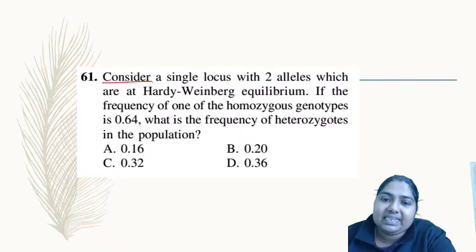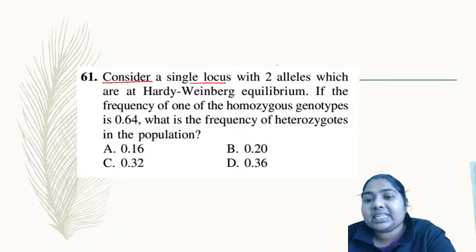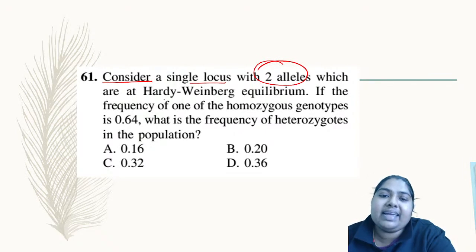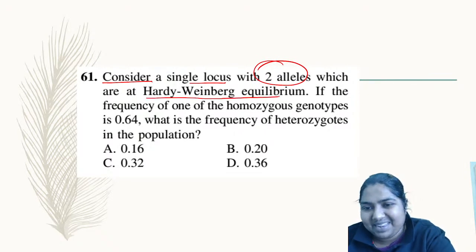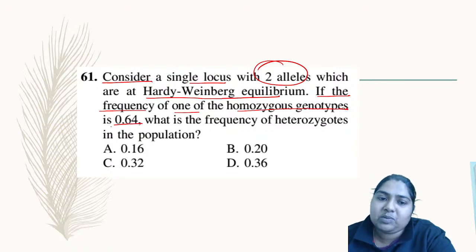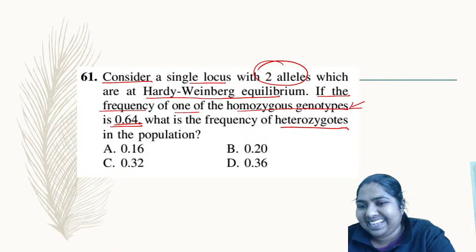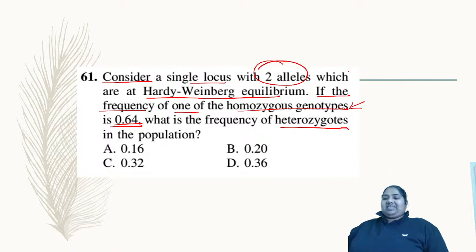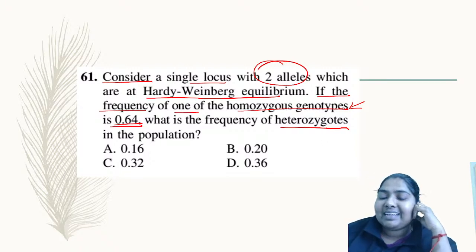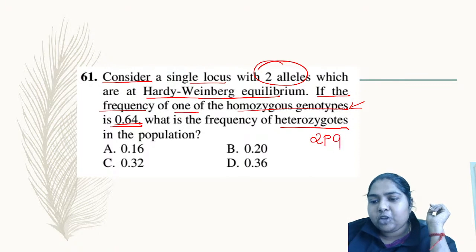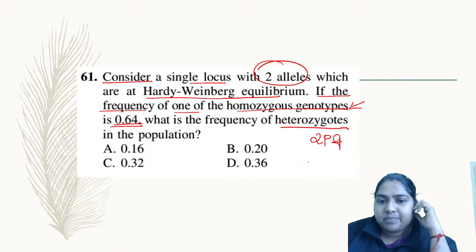So consider a single locus with 2 alleles. They are at the Hardy-Weinberg equilibrium. If the frequency of one of the homozygous genotypes is 0.64, what is the frequency of heterozygotes? Very good. So this is the genotype. Genotype means which formula will you use? The second one, isn't it? Yes. Frequency of heterozygotes means you have to find out the 2pq. So find out your q or p.